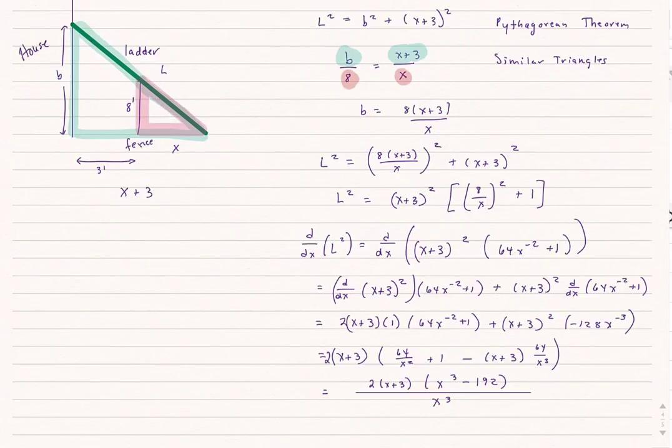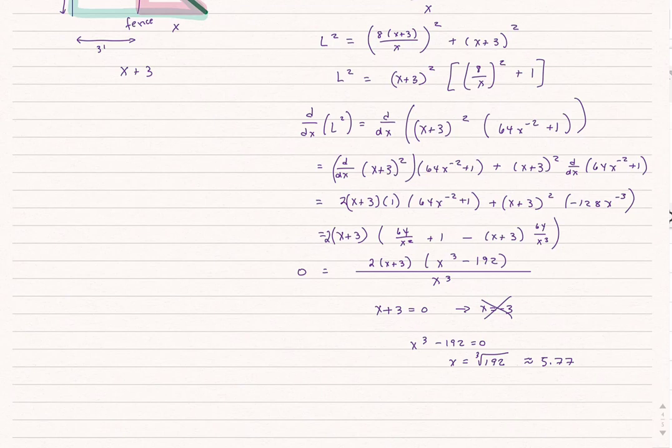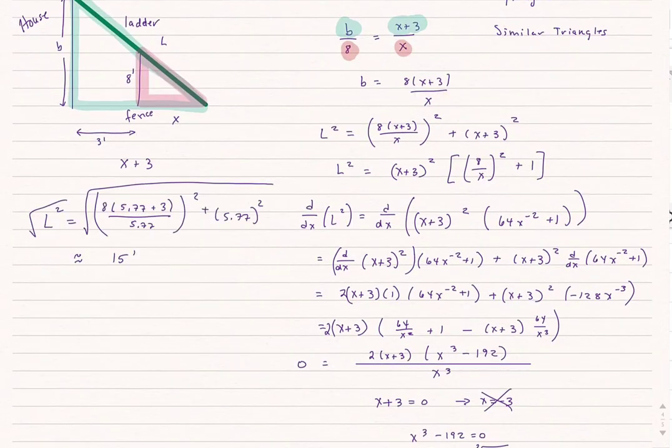If I factor out an x plus 3 and simplify what's left in the parentheses, I get the derivative down to this. Again, I'm going to set this equal to 0. The x plus 3, setting that equal to 0 would give me a negative 3. We can't have that. So that means my answer is the cube root of 192, or approximately 5.77. I could use the first derivative test to show that this is in fact a local minimum. When I plug 5.77 into my equation for L squared and take the square root, I find that the length of the ladder will be about 15 feet.